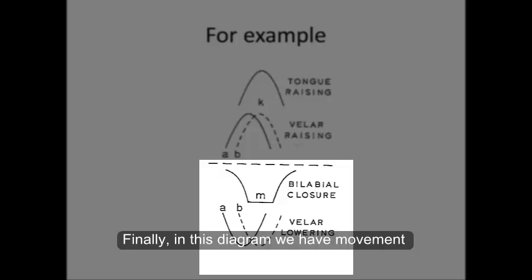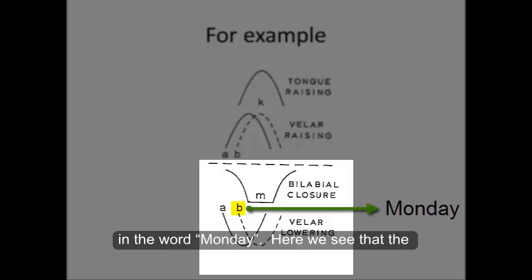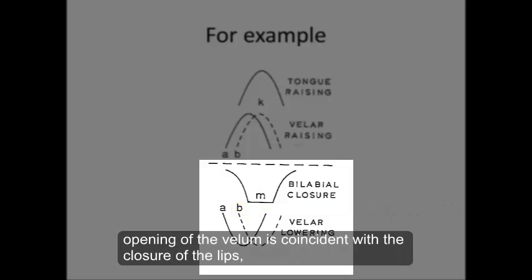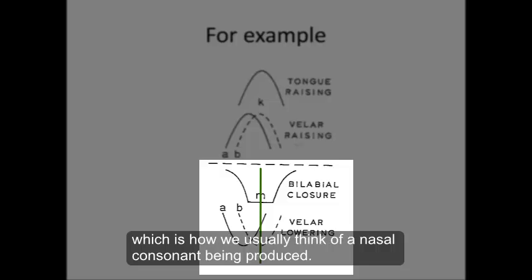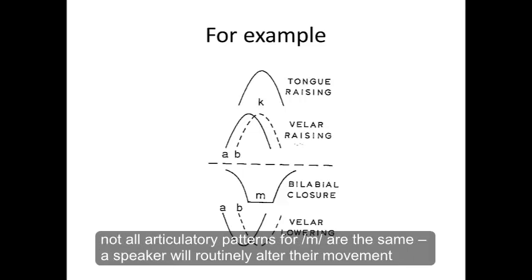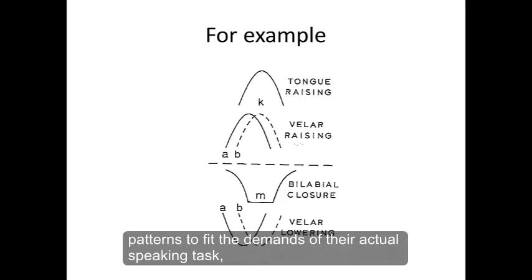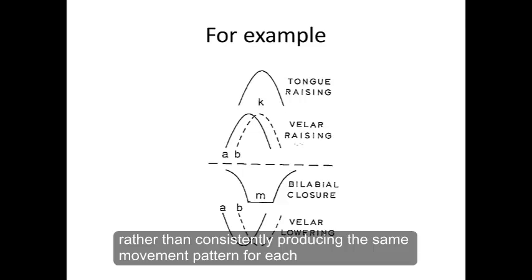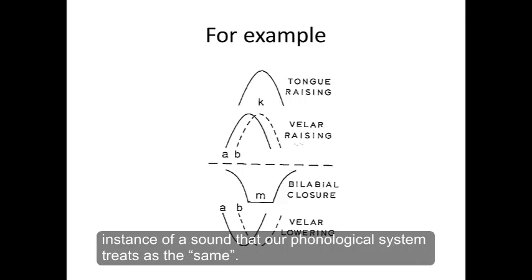Finally, in this diagram we have movement pattern B for the velum shown. This is for the m in a word like Monday. Here we see that the opening of the velum is coincident with the closure of the lips, which is how we usually think of a nasal consonant being produced. Just as with the k sound above, this shows that not all articulatory patterns for m are the same. A speaker will routinely alter their movement patterns to fit the demands of their actual speaking task, rather than consistently producing the same movement pattern for each instance of a sound that our phonological system treats as the same.